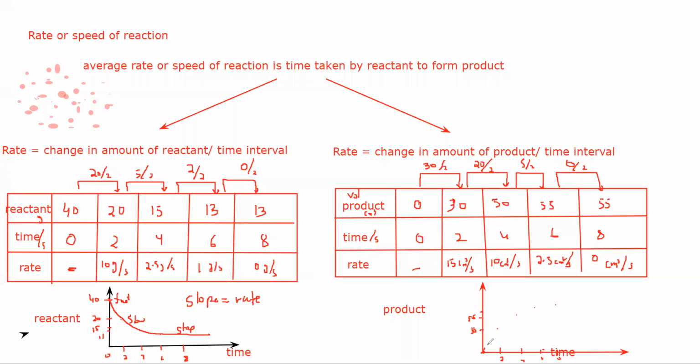So when I join these points, I will get a curve which is steeper in the beginning, but with the passage of time, the slope decreases. So the slope here represents the rate of the chemical reaction. In the beginning, the reaction is fast, but here the reaction slows down, and at this point the reaction stops.